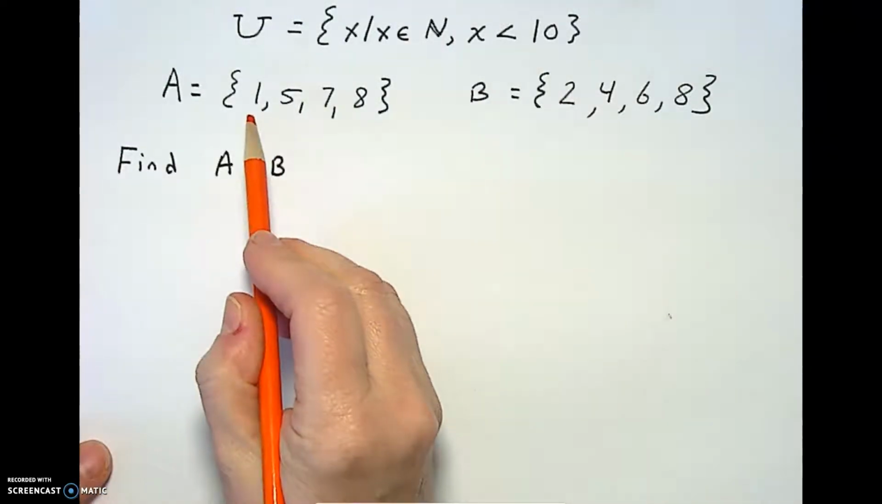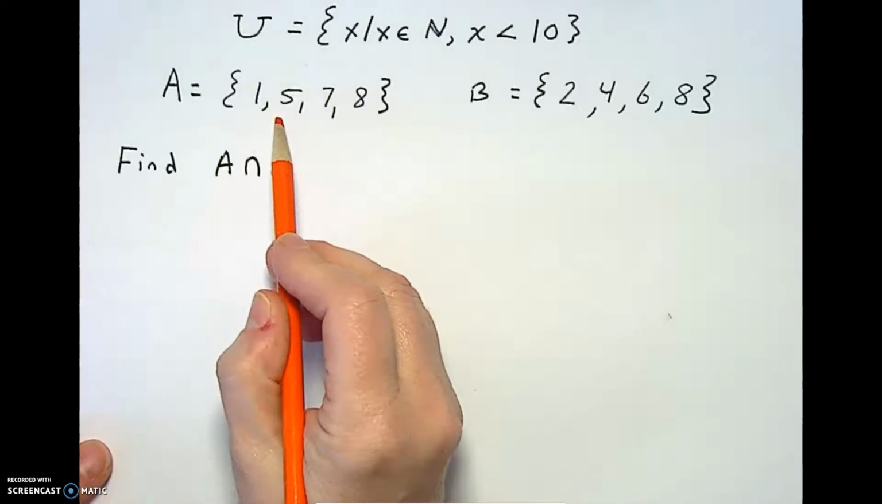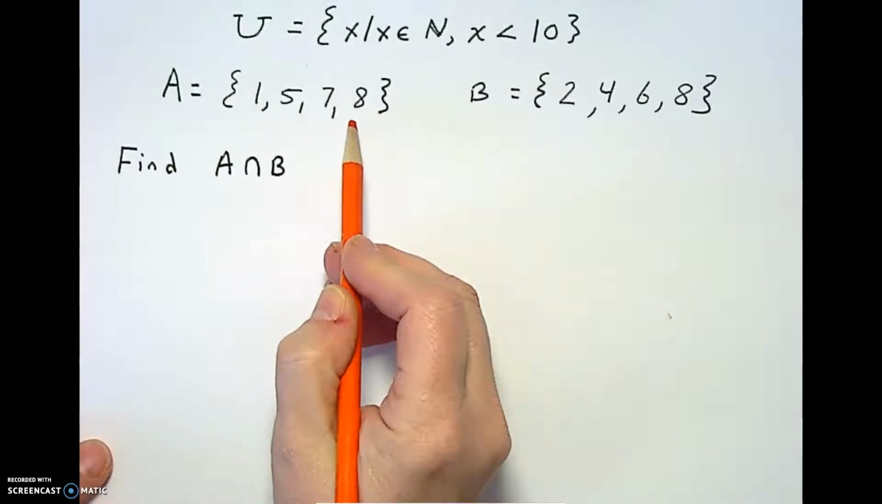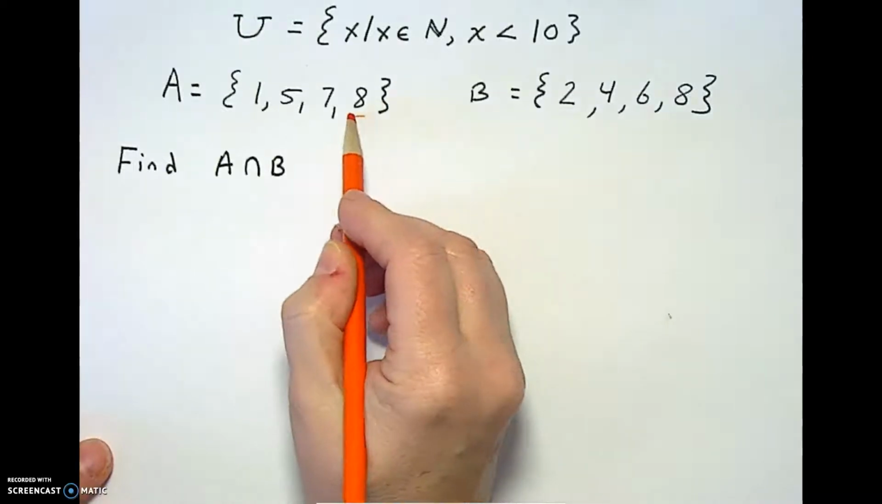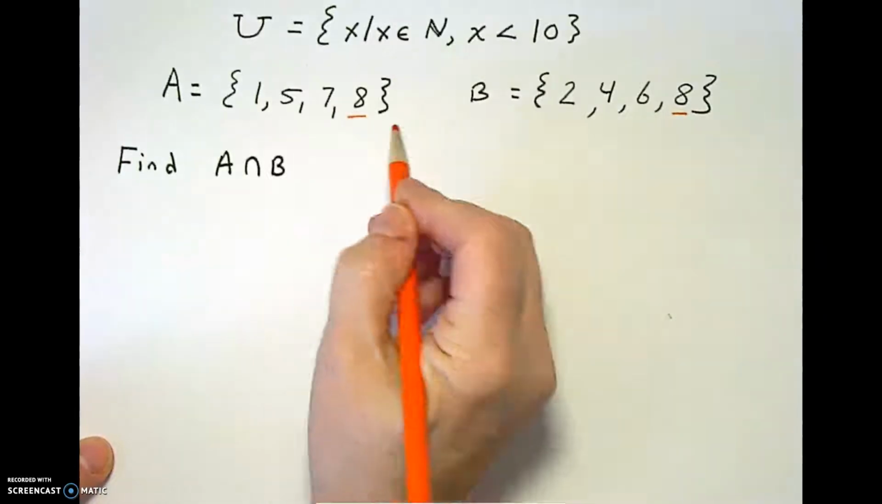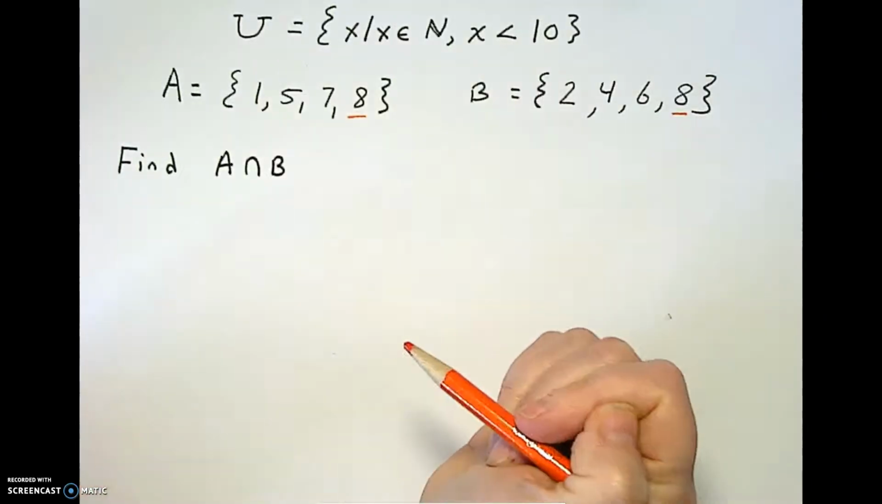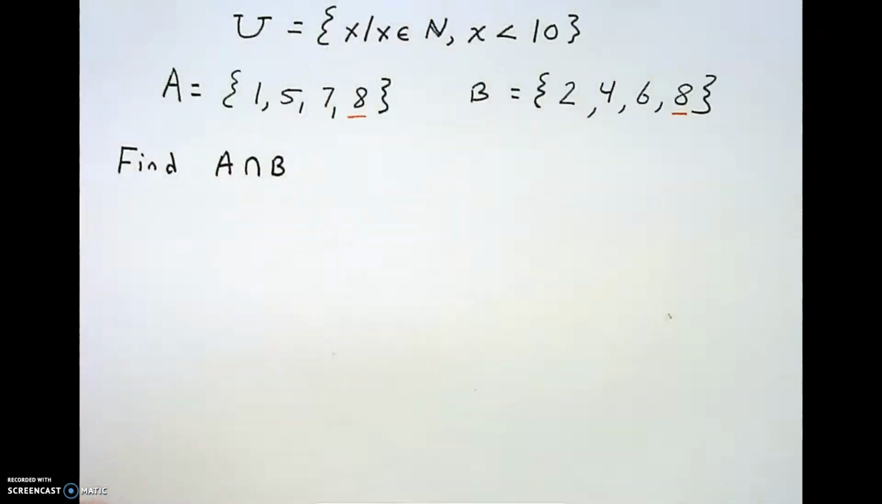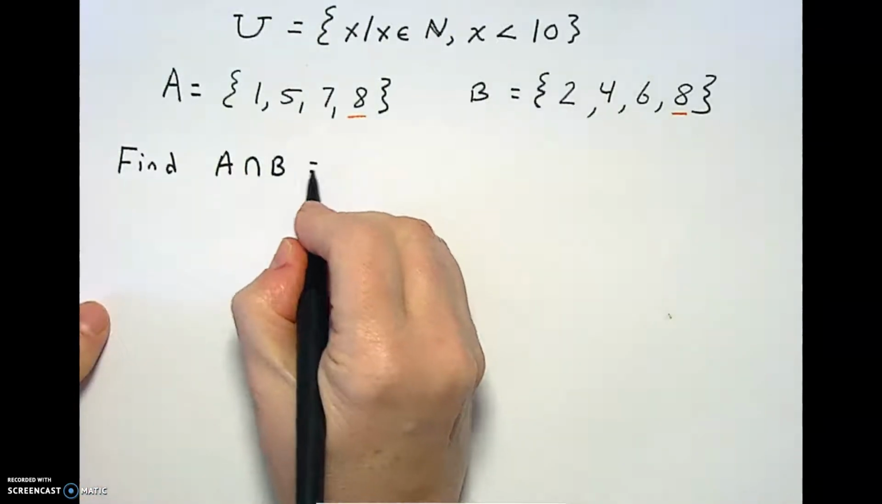Is 1 in A and B? No. Okay, is 5 in A and B? No. Is 7 in A and B? No. Is 8 in A and B? Yes. Okay, so when I do it with just looking at the sets, I kind of just go through and I would cross them out sometimes if this is the only problem I was going to do, but I'm going to do other problems. So A intersect B in this case has just that one element, 8.